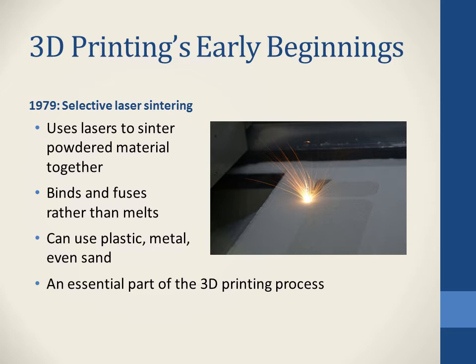1979 was the year that the selective laser sintering process was patented. The process uses lasers to sinter powdered material together and bind it to create a solid structure and is key to contemporary 3D printing.